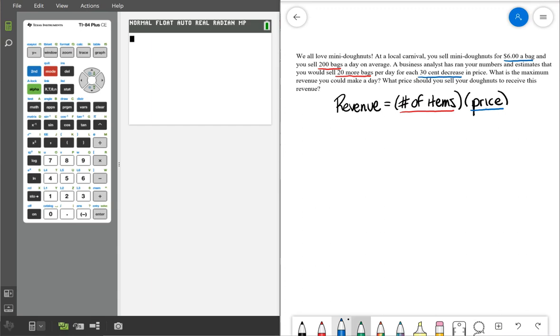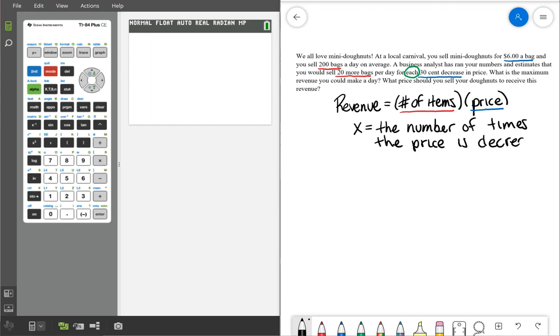What we want to focus on in terms of the words here is this word each. You're going to be decreasing the price 30 cents a certain number of times. And because this is variable, you could decrease it once or twice or 20 times, whatever you want to do. This is where your variable comes in. So we're going to set up a variable and it's going to be x. And x is going to represent the number of times the price is decreased by 30 cents.